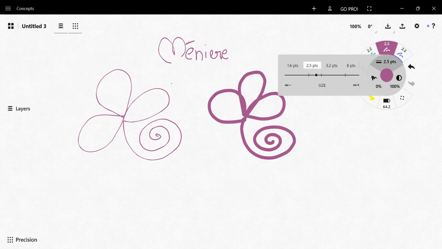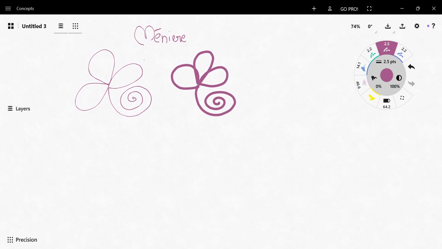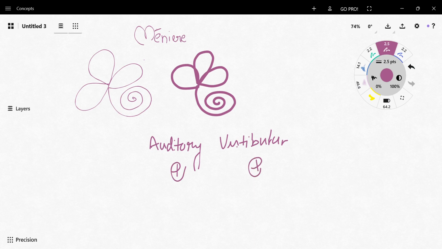So the main symptoms of Meniere's disease. First of all, you're going to have both auditory and vestibular, right? In some cases, the auditory symptoms can be more and the vestibular can be less. In other cases, it's less auditory, predominantly vestibular symptoms.